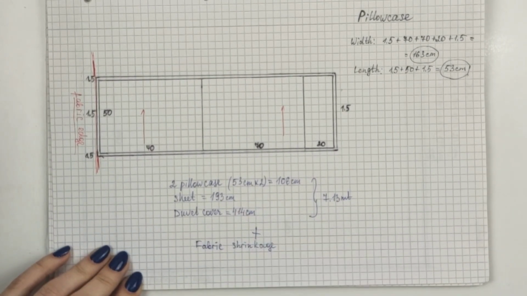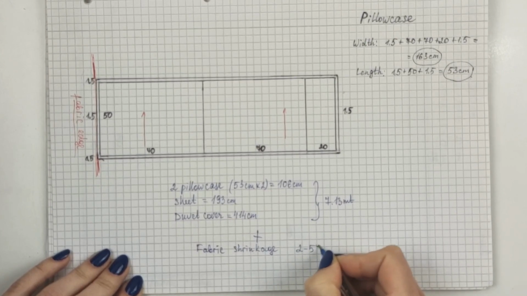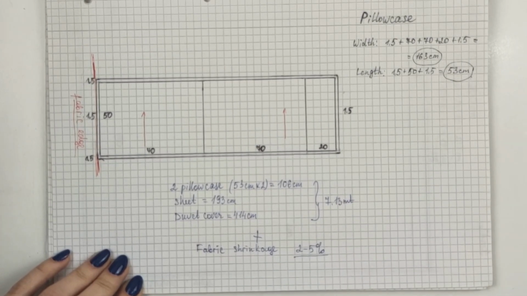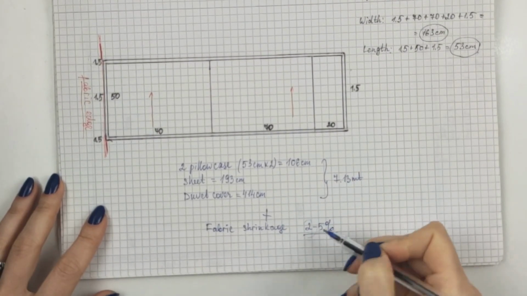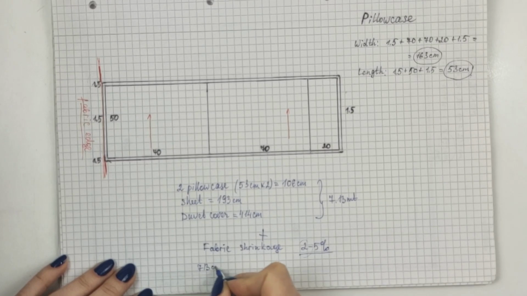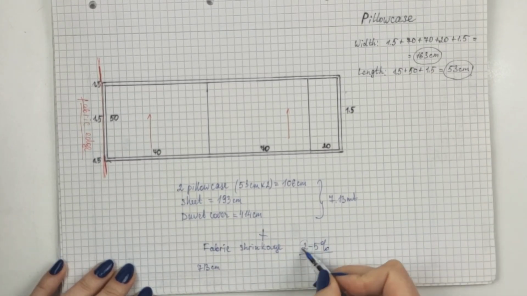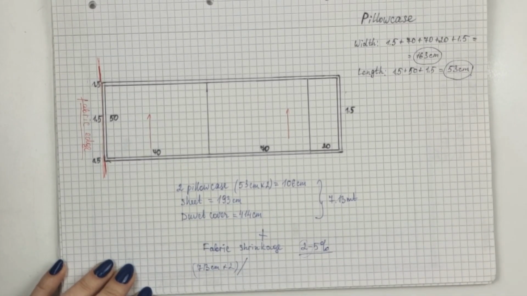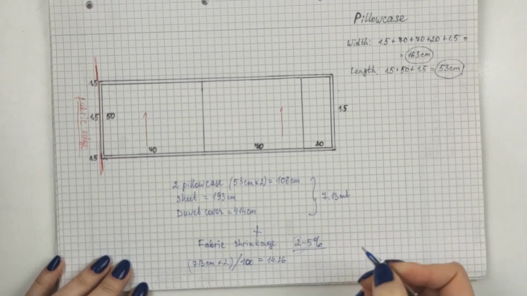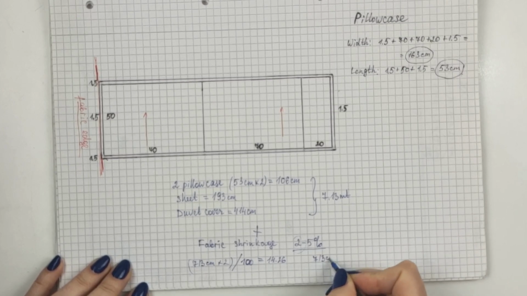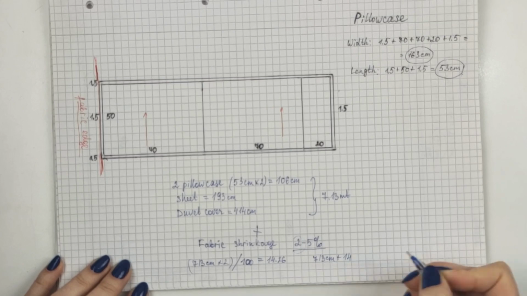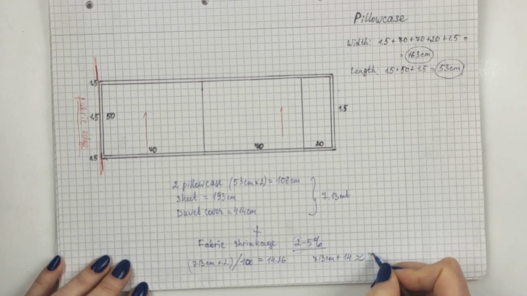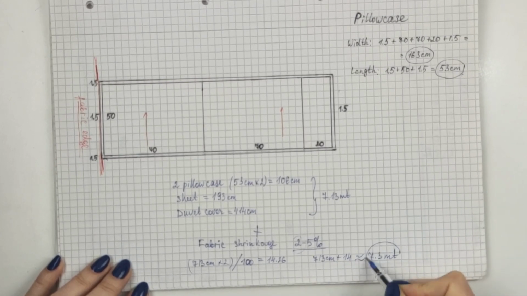On average, it's 2 to 5% for cotton. I'm going to use cotton satin fabric, so I'll add 2%. 713 times 2 and divide by 100 equals 14.26. 713 plus 14, it makes approximately 7.3 meters of fabric. That's the amount of fabric I'm gonna need to purchase.